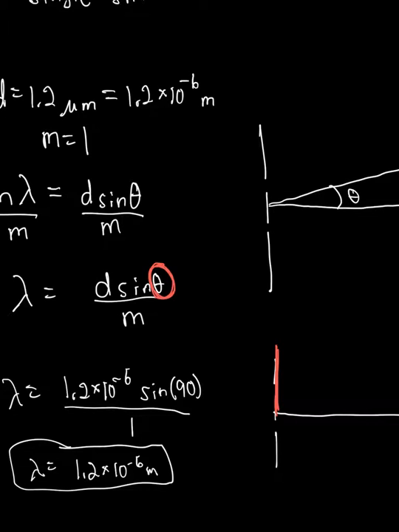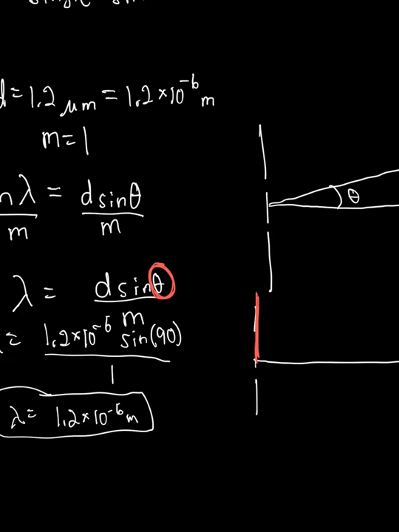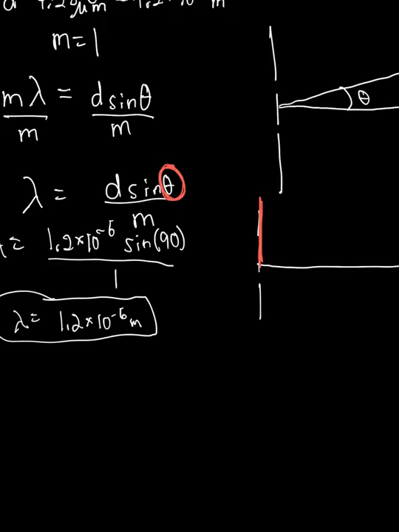Then they also ask us, is this in the visible range? So what is the visible range of wavelengths? And we remember that from the reading. 380 to 760. Sure. Visible is about 400 to 700 nanometers. Is this in the visible range? 1.2 times 10 to the negative 6 meters.